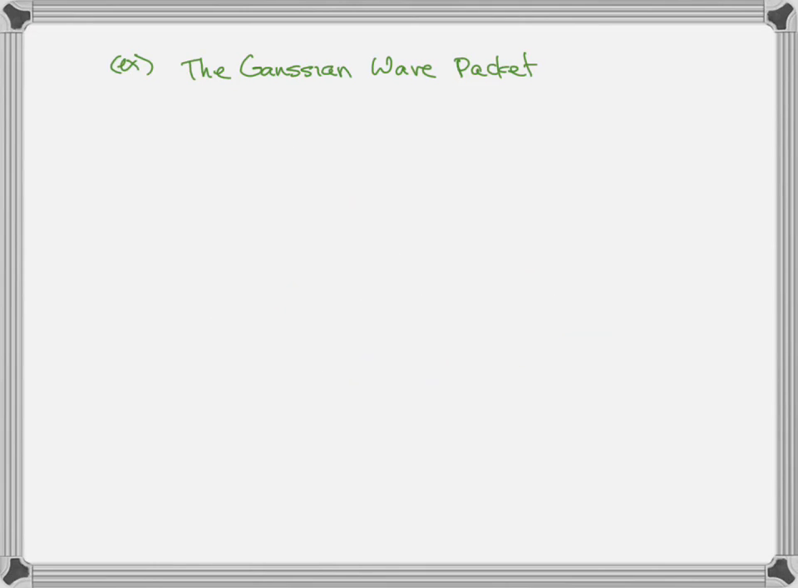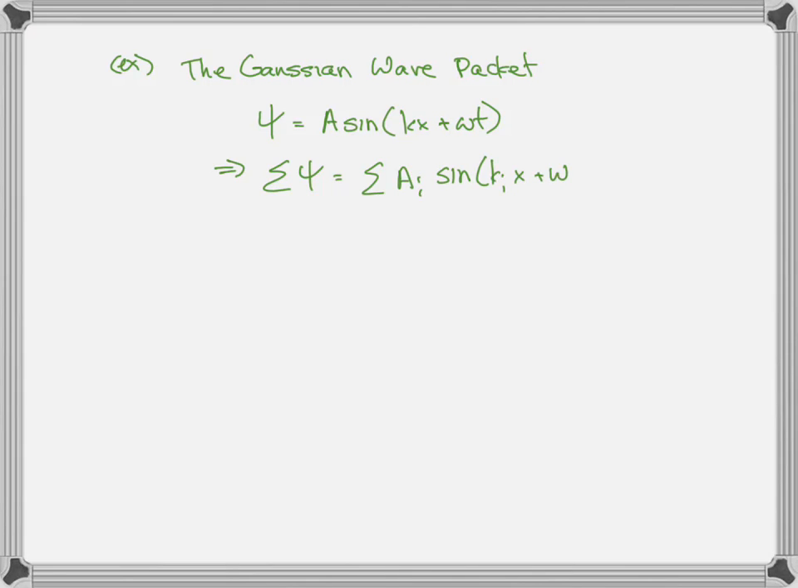An example of a wave packet. We had so far, this is not the Gaussian wave packet. I'm just going to remind you that we had written down a single frequency wave, sin(kx plus omega t), and then we had said you can sum up single frequency waves by varying the various k's and omegas and even amplitudes, to make wave packets.